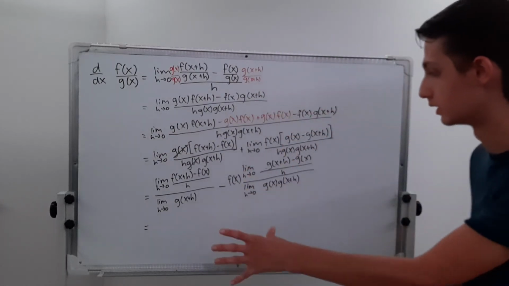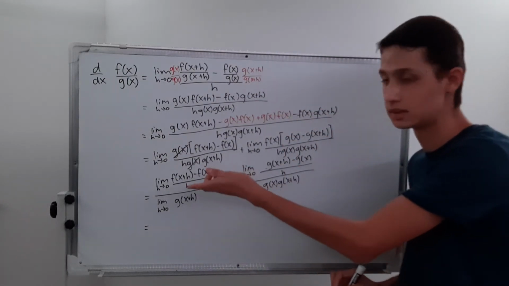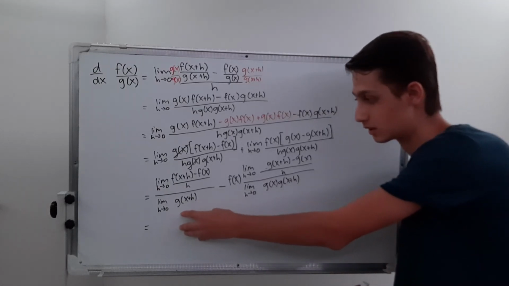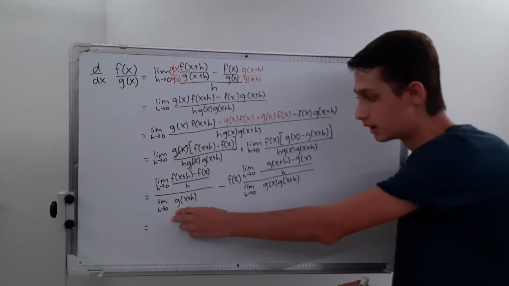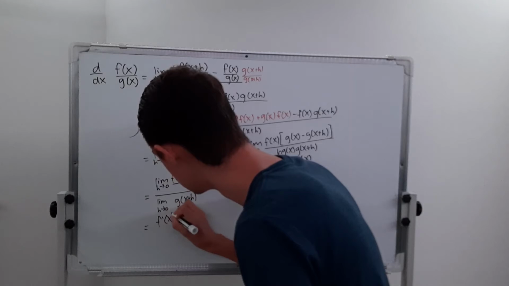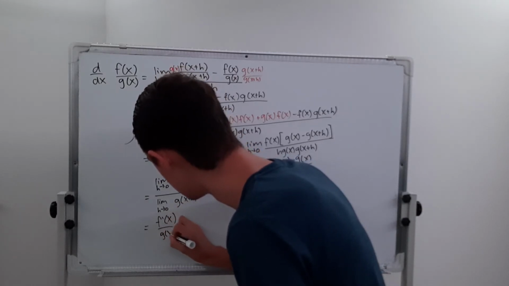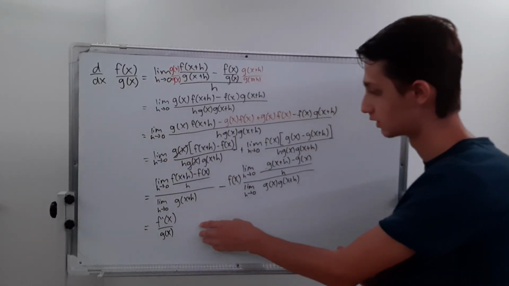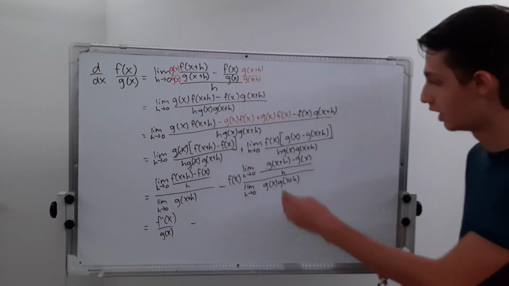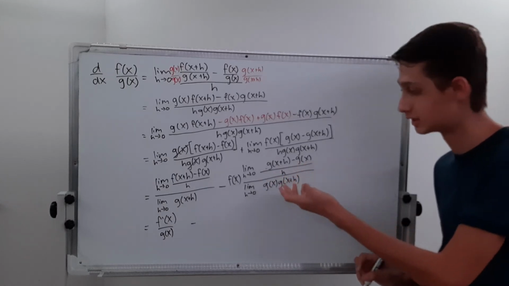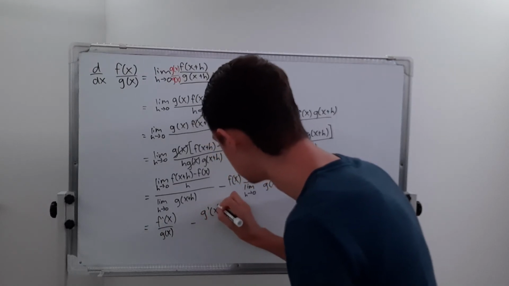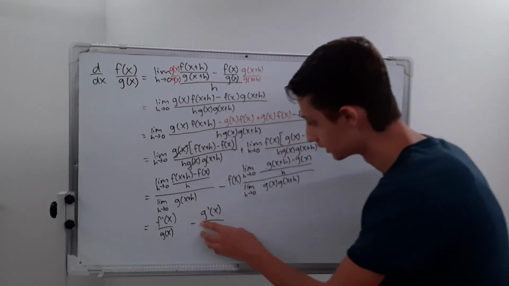Okay, so we can actually get rid of a lot of our limits now. This is just f prime of x over g of x plus 0, because h is going to 0, we actually can really get rid of that now. This is just g of x, right? So this is f prime of x over g of x. I'll give myself a little bit of space there to manipulate the stuff. And I'll put a minus. And then we have g of x plus h minus g of x over h. That's g prime of x, because that's the definition of the derivative of g.